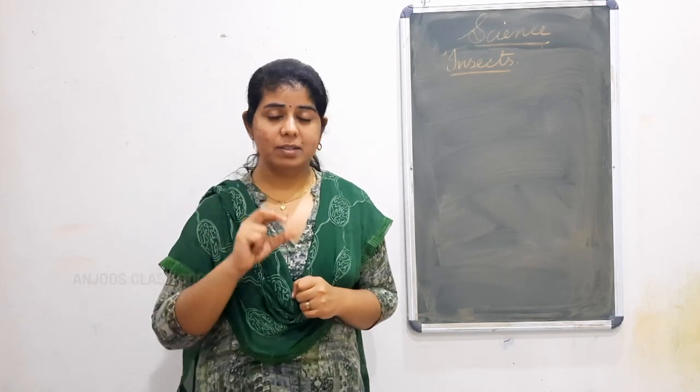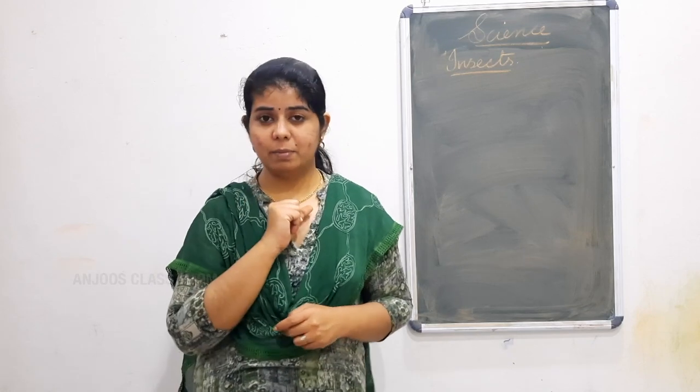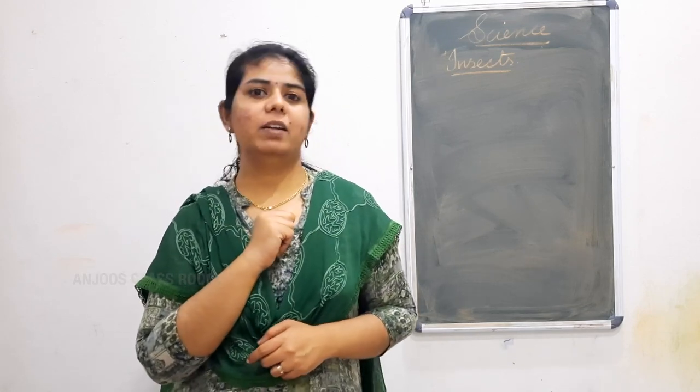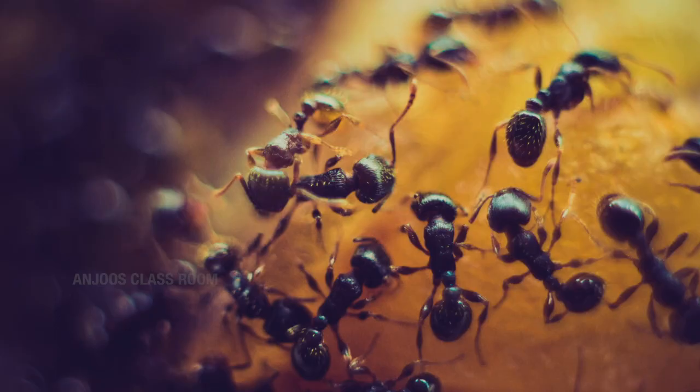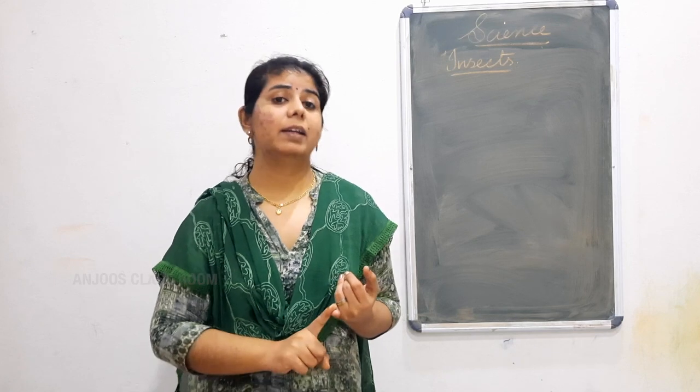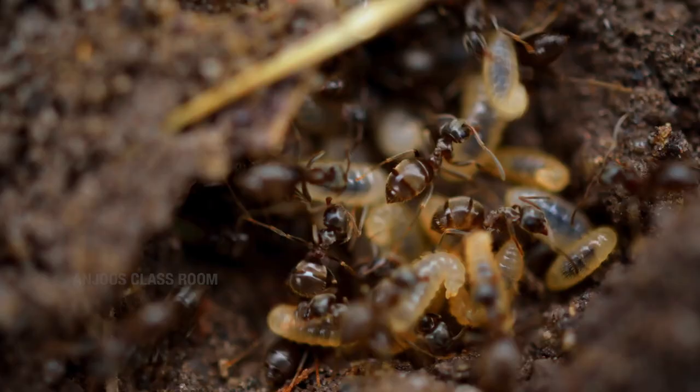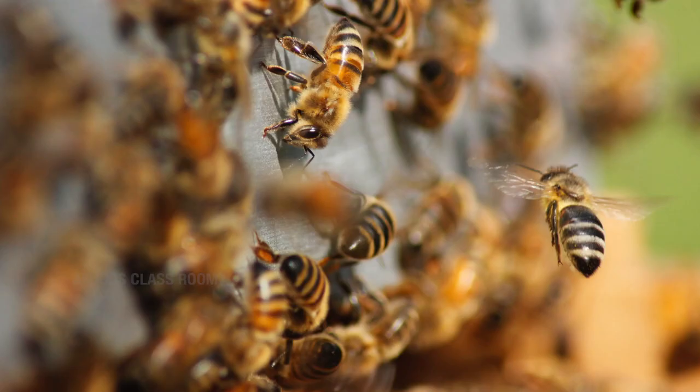Some insects live in groups. Find out two insects like that. Which are they? Ants, they live in colonies, in groups, and the hill is their house. Termites, there is another one. Again, honeybees. Honeybees are also another insect that live as a group.